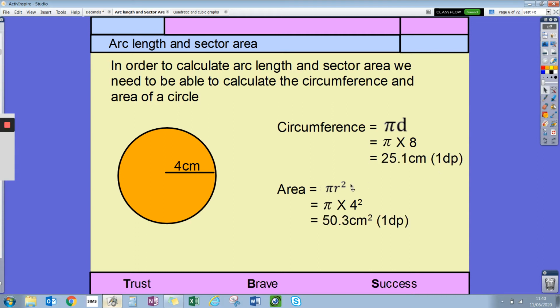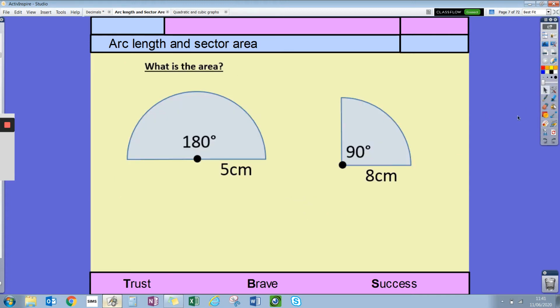If you put those in your calculator, pi times 8 gives you 25.1 centimetres to 1 decimal place. The area, pi times 4 squared, gives you 50.3 centimetres squared to 1 decimal place. And don't forget units for area here, centimetres squared. Arc length is a portion of the circumference, which is why we need the circumference formula. And the sector area is a portion of area, which is why we need to be able to calculate the area of the circle. Going with area first, and then we can move on to arc lengths.